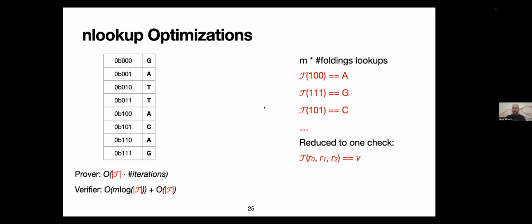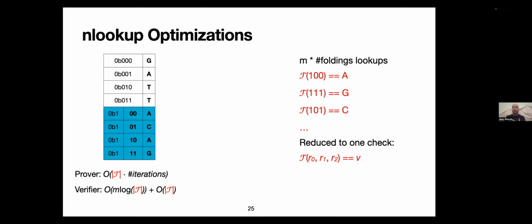In this example on the right, you'll notice these lookups only come from the bottom half of the table. We have T110, which is T at 5, because all these are in binary. T at 5 is A. T at 7 is G. These only come from the bottom half of the table, so it's a waste of time to do computation over the whole table.